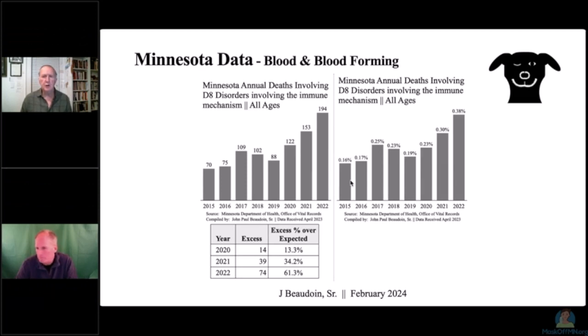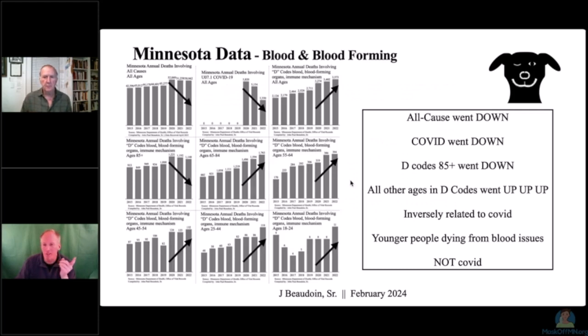And then could I ask you to go back and just show people the extreme nature of that increase of blood diseases? Because I'm going to show you the extreme ones. Okay, great. Sorry. Okay, good.